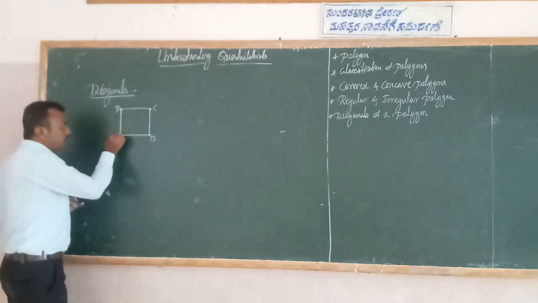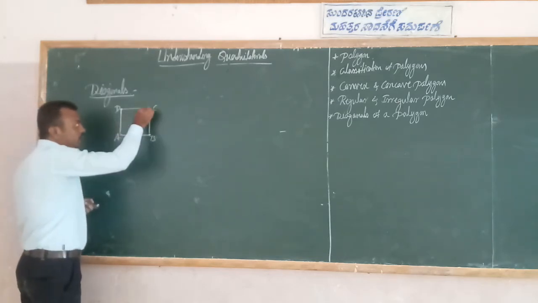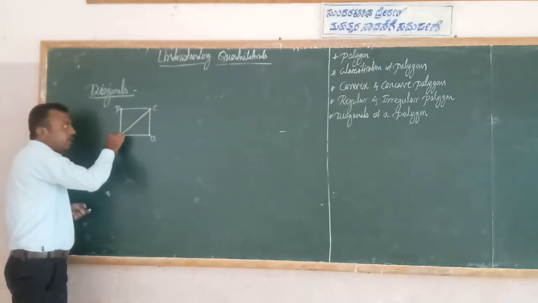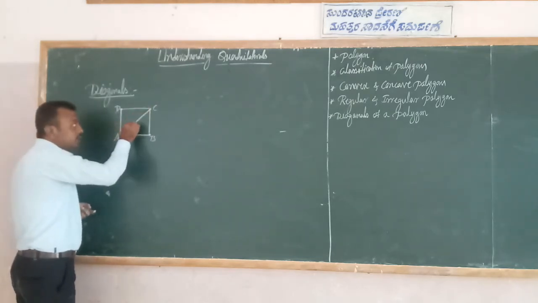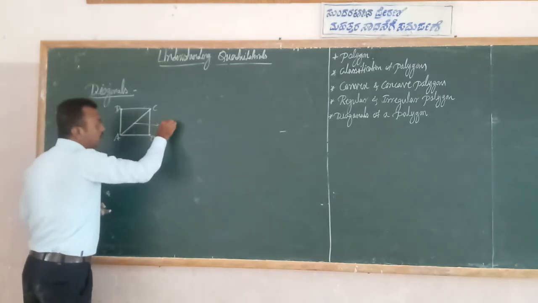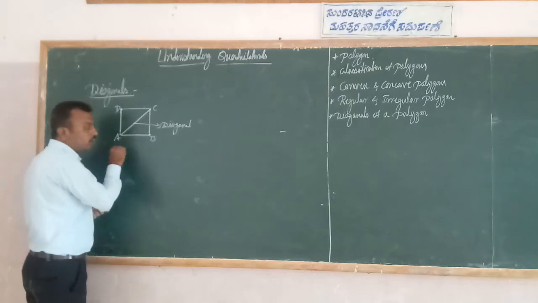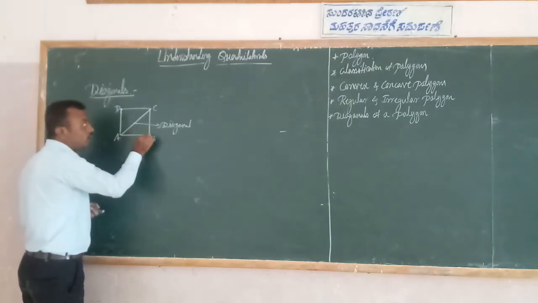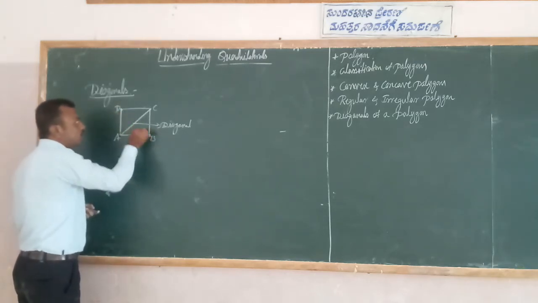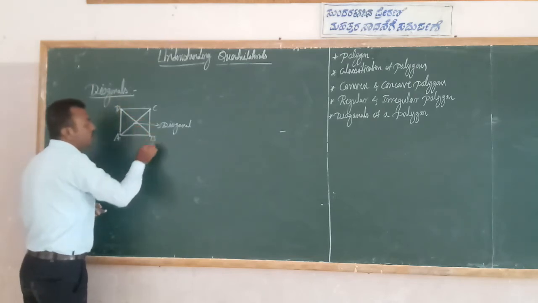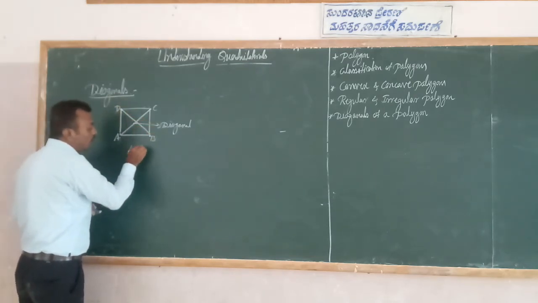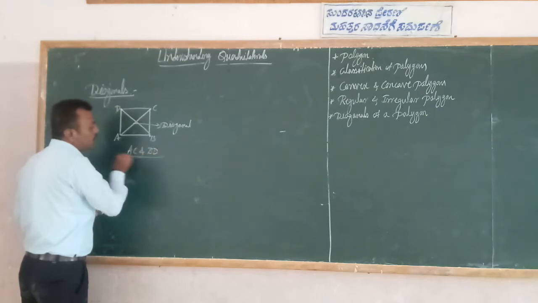See, A. What is the opposite vertex of A? This is C. If you join A and C, it forms a line segment. This line segment we call a diagonal. And one more diagonal is there. B, the opposite vertex is D. So if you join B and D, BD is also a diagonal. AC and BD are the diagonals.